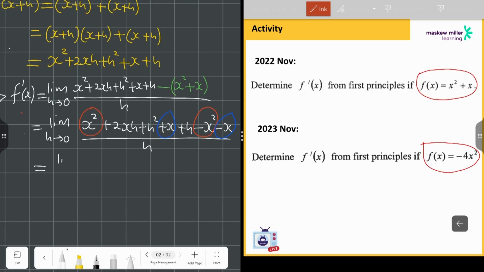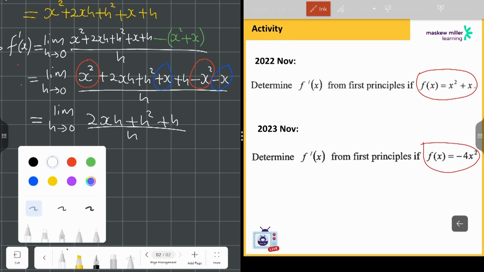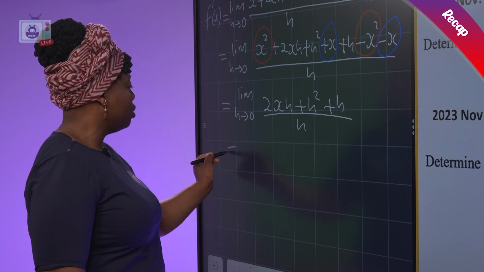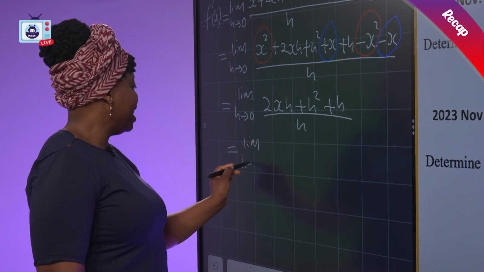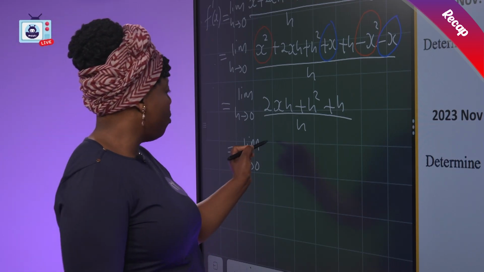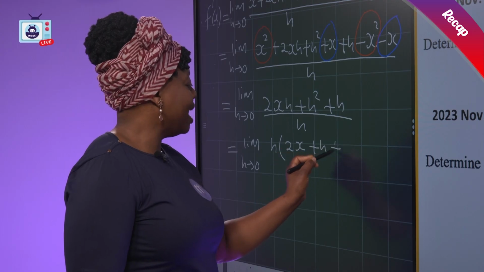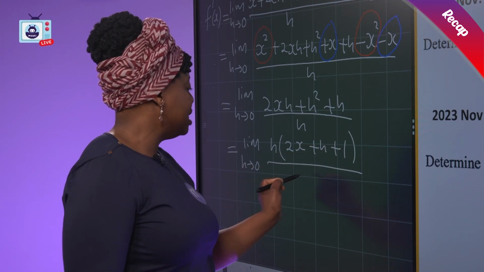So then we will remain with the limit as h approaches 0, and we just copy the rest, which are not like terms: 2xh plus h squared plus h, then we divide it by h. All right. Now, when you reach this point, you must be able to see some common factors that you have to take out. So we have the limit as h approaches 0. Then we take out the common factor, which is h. Then we remain with 2x plus h plus 1. Then we divide all that by h.